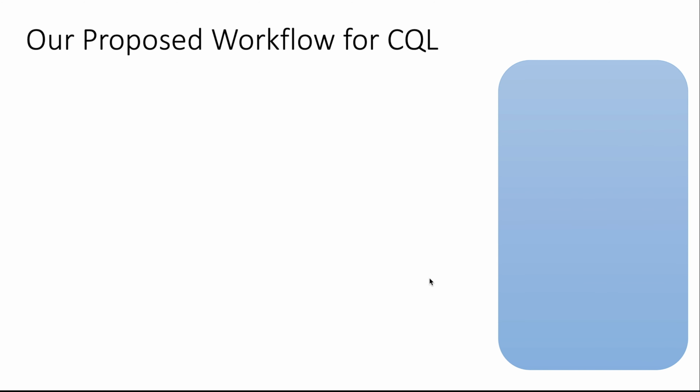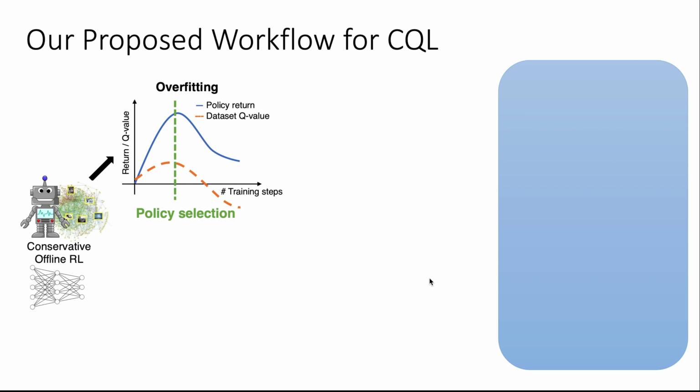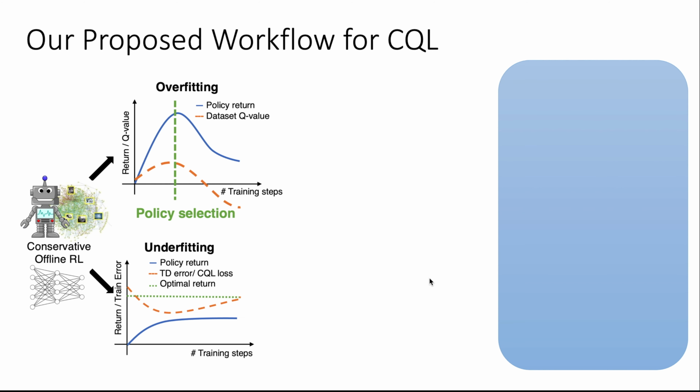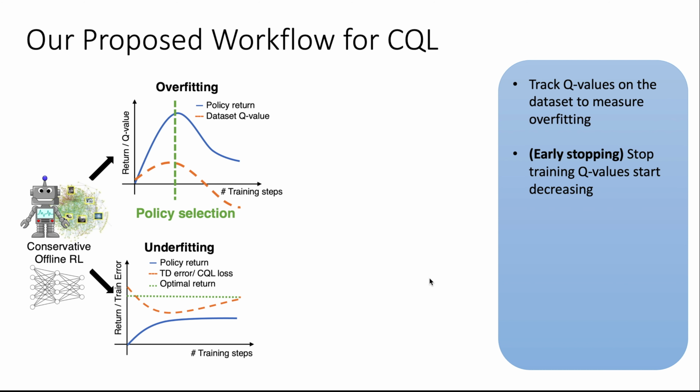Our proposed workflow for CQL runs the base CQL algorithm on the offline dataset and then characterizes its behavior into two cases, overfitting or underfitting. In order to do so, it tracks the Q values on the dataset to measure overfitting. For example, if the learned Q values show first an increasing and then a decreasing trend as a function of the number of training gradient steps, then we characterize this scenario as overfitting. In such a scenario, we would suggest the practitioner do early stopping at the point where the Q values attain their maximal value.